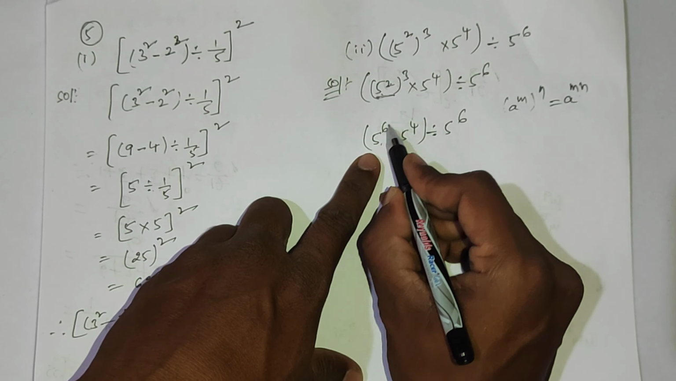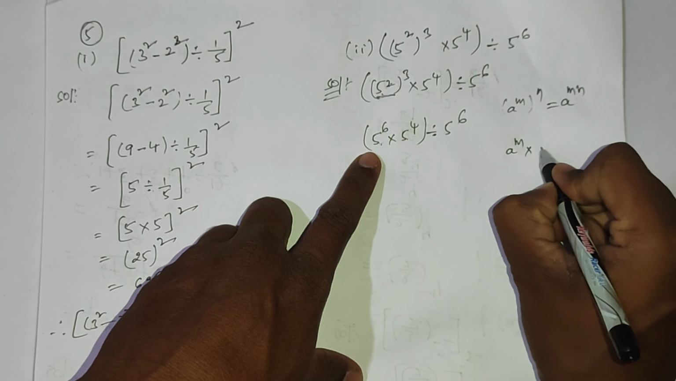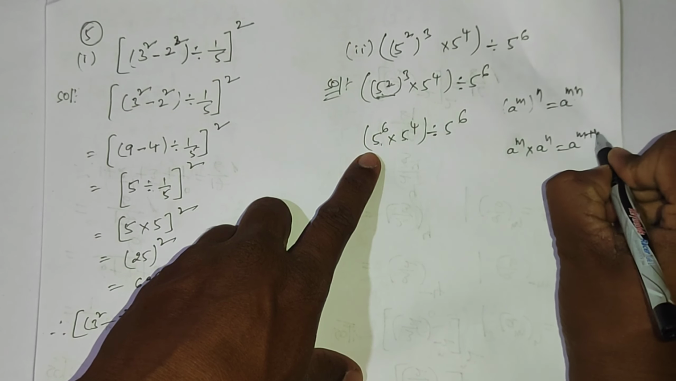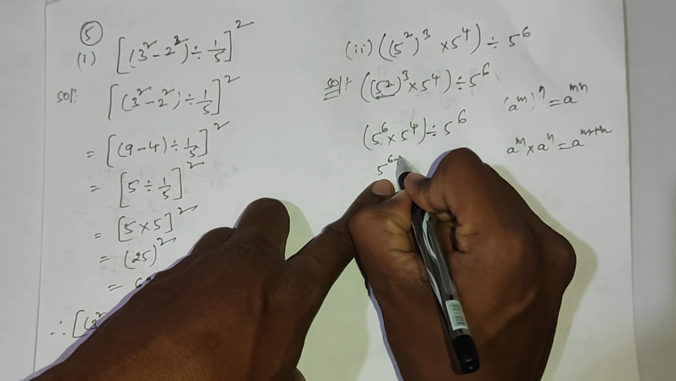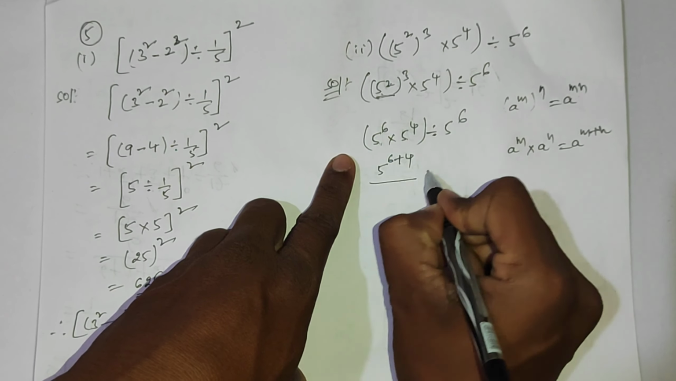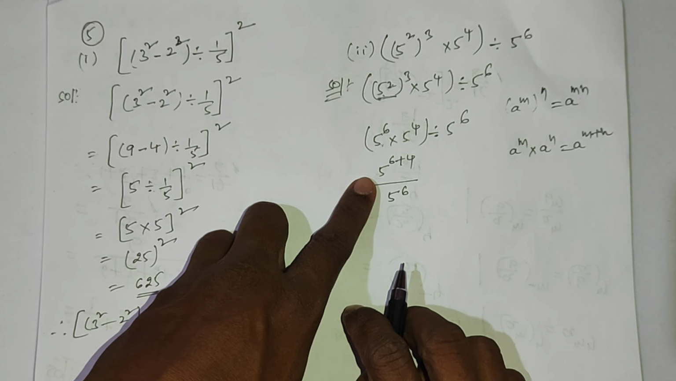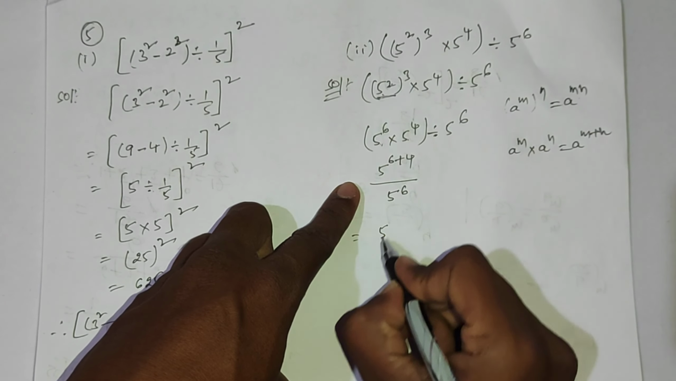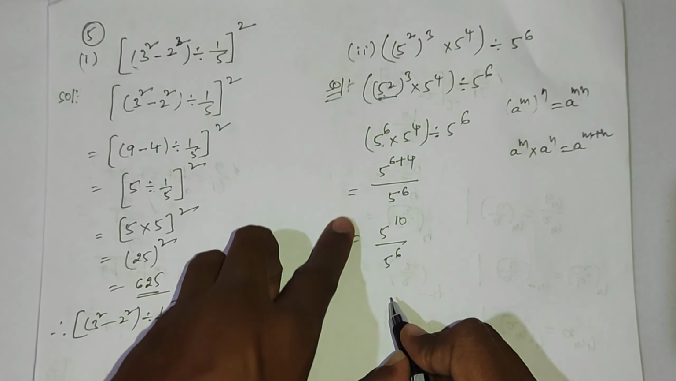Clearly, if you observe, the bases are the same. We know the formula aᵐ × aⁿ = aᵐ⁺ⁿ. Then 5 to the power of 6 plus 4, divided by 5 to the power of 6. This is equal to 5 to the power of 6 plus 4, which is 10, by 5 to the power of 6.